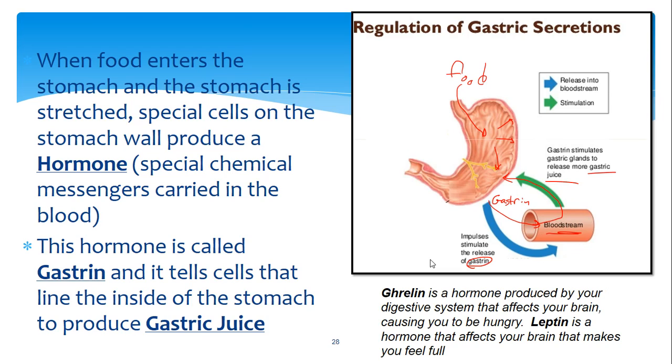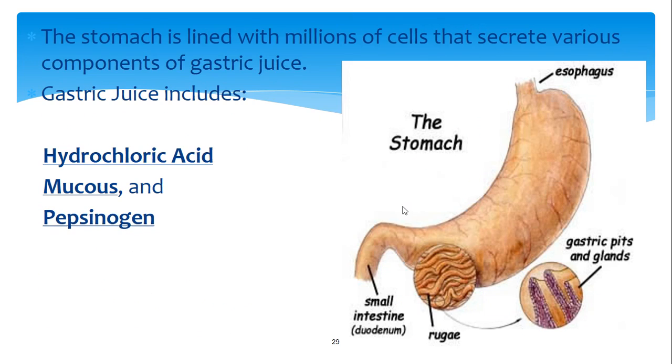And that sends a chemical message to tell our stomach to produce this stuff called gastric juice. Now, gastric juice is produced by special cells in what are called gastric pits in our stomach, and that's secreted into the stomach, not the bloodstream. Okay, so gastric juice is produced by special cells in your stomach.